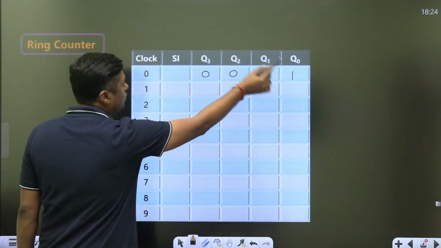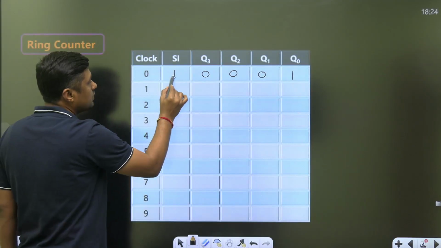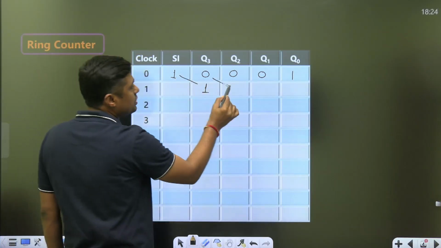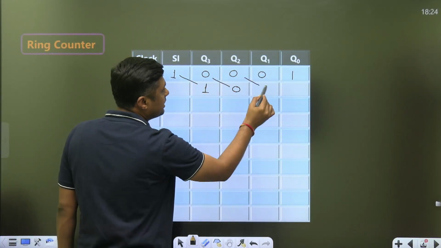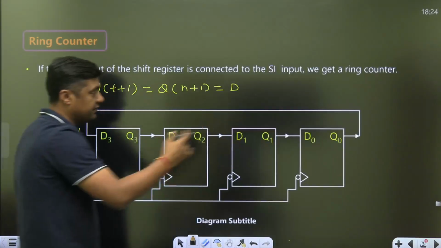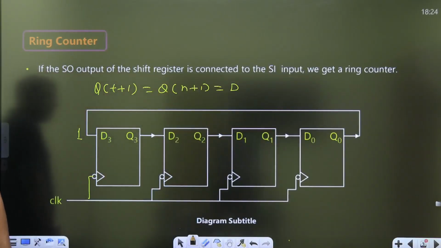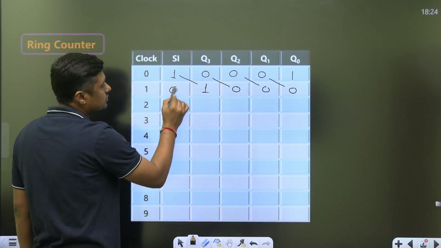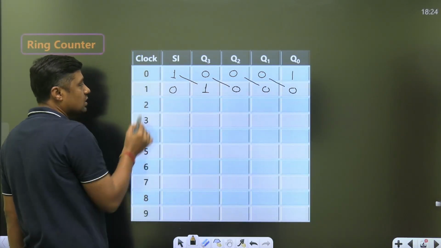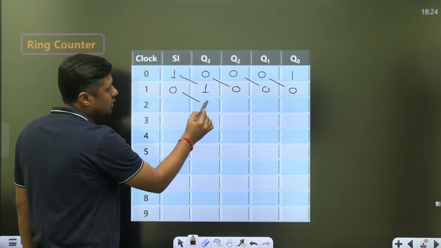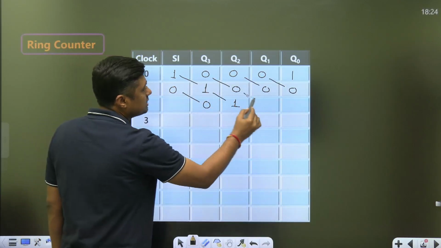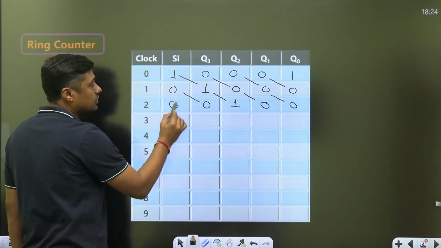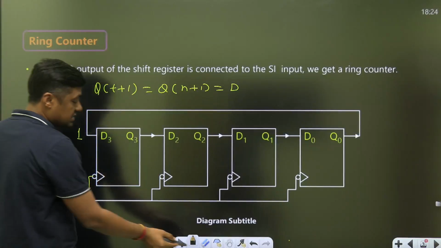Means what is the serial input? Q0 is here 1. Now when we give the first clock pulse, this one is shifted, this 0 is shifted here, and this is shifted here. Means it is a right shift register. And again there is a feedback also. Then this Q0 will become the serial input. This is the SI, serial input, and that is the clock pulse. Now it will shift here after application of the clock pulse. This will shift here, and this will shift here. Then this again will become the serial input for the first flip flop. This is the first, this is the second, third, and fourth.